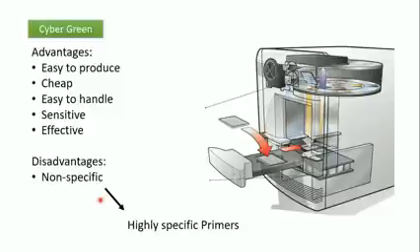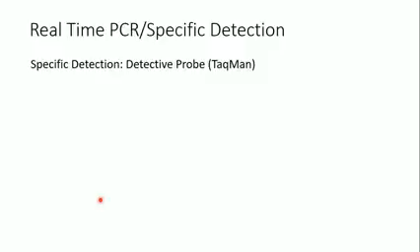Okay. Now the other type of detectors are the specific detectors, which are the detective probes. And as I told you, the most known is the TACMAN. How do these detectors work? So this detector is a probe. It's a DNA probe. It's a single-stranded DNA, and it's coupled with two molecules.